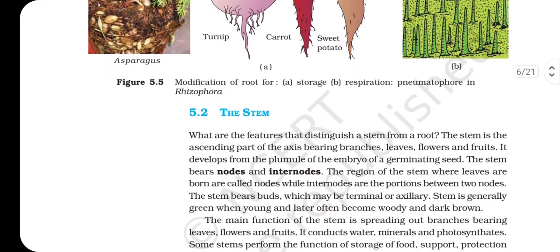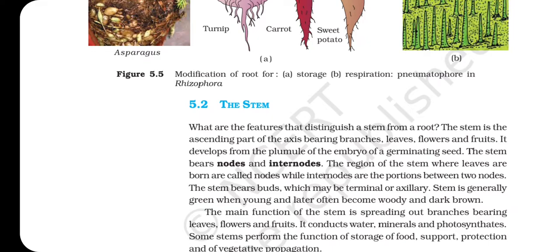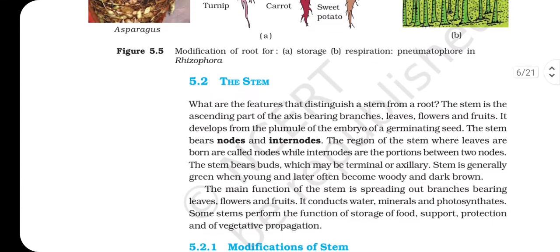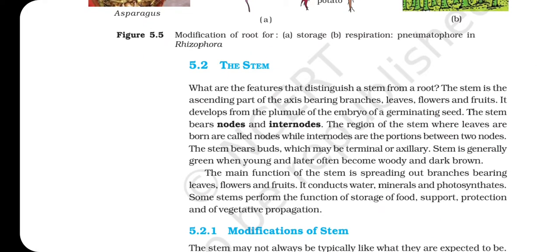The stem. What is the stem? What are the features that distinguish a stem from a root? The stem is the ascending part of the axis bearing branches, leaf, flower, and fruit. It develops from the plumule of the embryo of the germinating seed. The stem bears node and internode. The region of the stem where leaves are borne is called node, while internodes are the portions between two nodes.